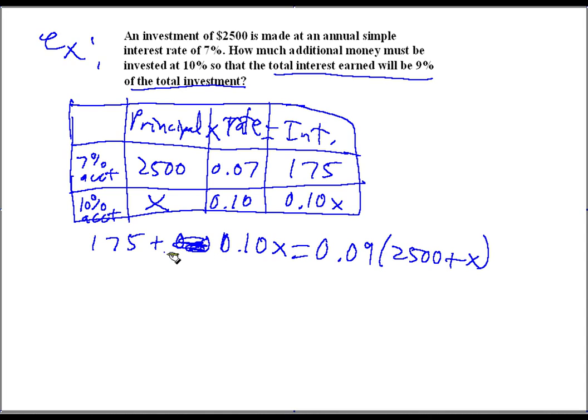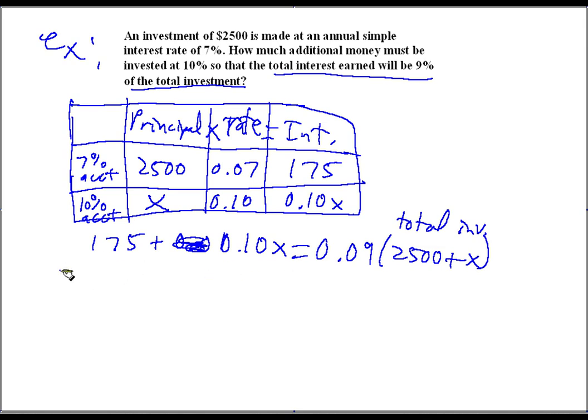So again, total interest is 175 plus 0.10x. This is the 7% interest we're getting. This is the 10% interest money that we're getting. That should be equal to what? 9% of the total investment. So 2,500 plus X is the total investment. All right, so let's go ahead and solve this equation now.